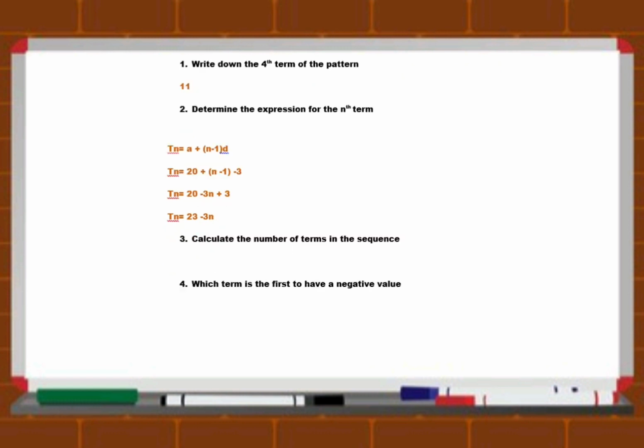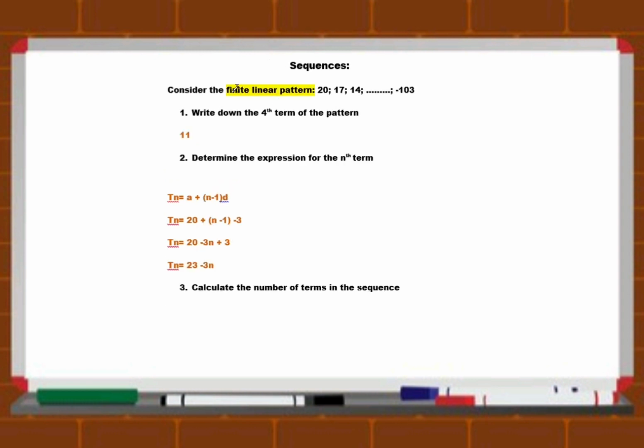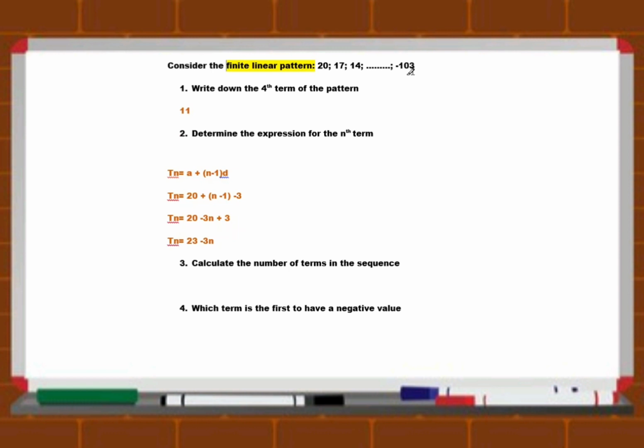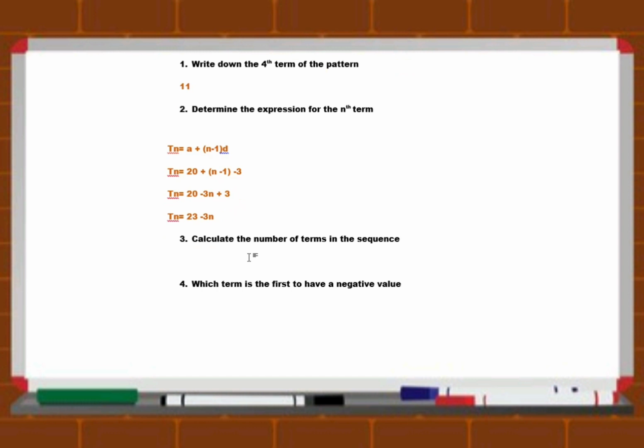So let's go to the third question. It says, calculate the number of terms in the sequence. Now we know that it is a finite linear pattern, meaning that this is the last number of the sequence. So when you want to calculate the number of terms in the sequence, you substitute this number over here where it says Tn. So you say negative 103 is equal to 23 minus 3n.